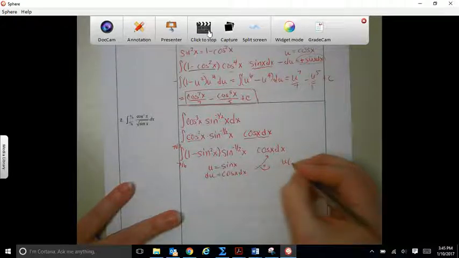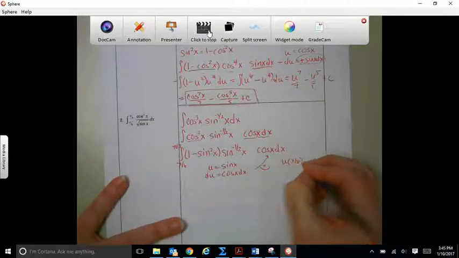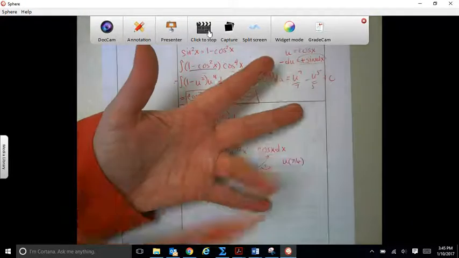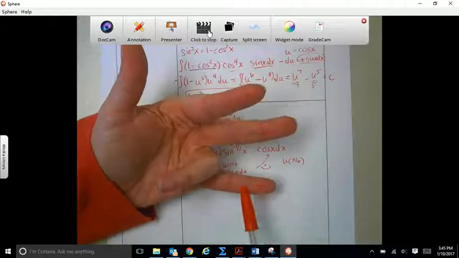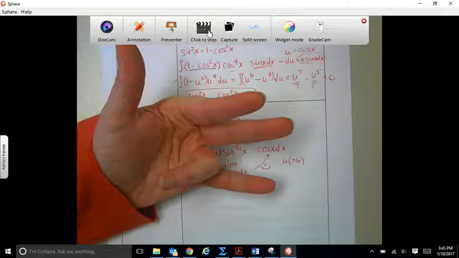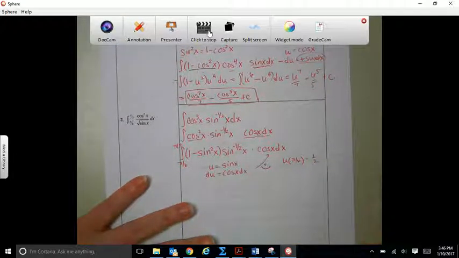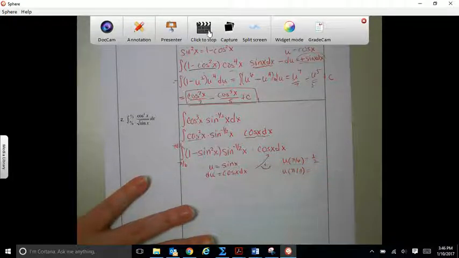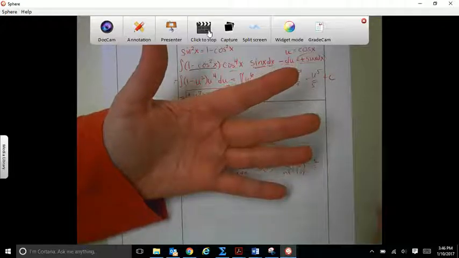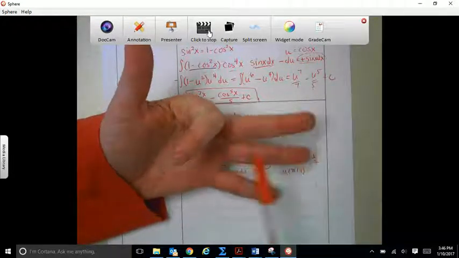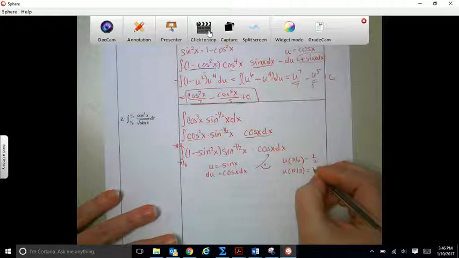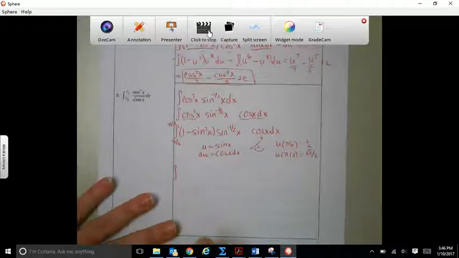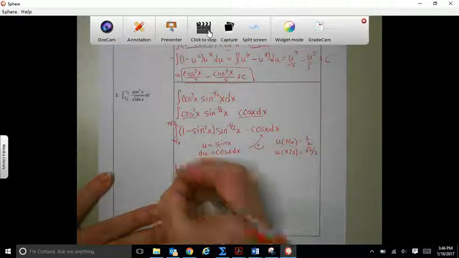Change your bounds. So let's see, u of pi over 6. So sine of pi over 6, let's do our rule. Here's my pi over 6. So sine is going to be root 1 over 2, which is 1/2. And then u of pi over 3. So again, sine of pi over 3 right here is radical 3 over 2. So let's go change that up. So I have 1/2 to radical 3/2.